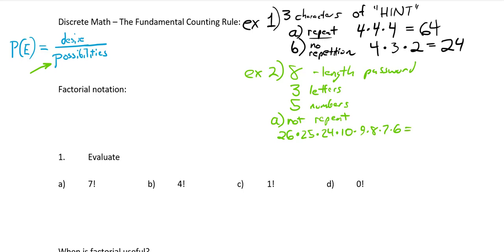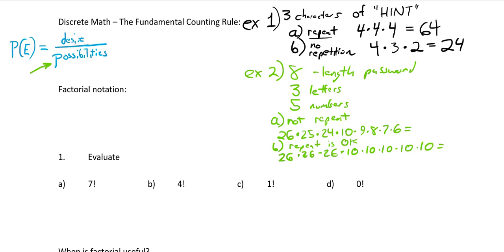Okay, now before I add this up, I would like you to think about what would happen to this equation here if you could repeat. So you don't have to repeat, but what if repeating is okay? What would you have instead of 26, 25, 24 for your 3 letters, and 10, 9, 8, 7, 6 for your 5 numbers? Well, for your 3 letters, they would all be 26s, because you could pick AAA, BBB, CCC. You could pick any 3 letters in a row. Okay, what about picking 5 numbers? Well, you could choose all the same number, so these are 5 tens.